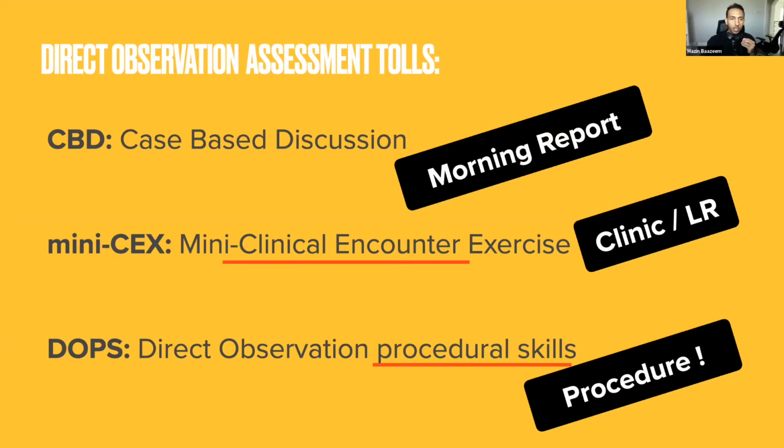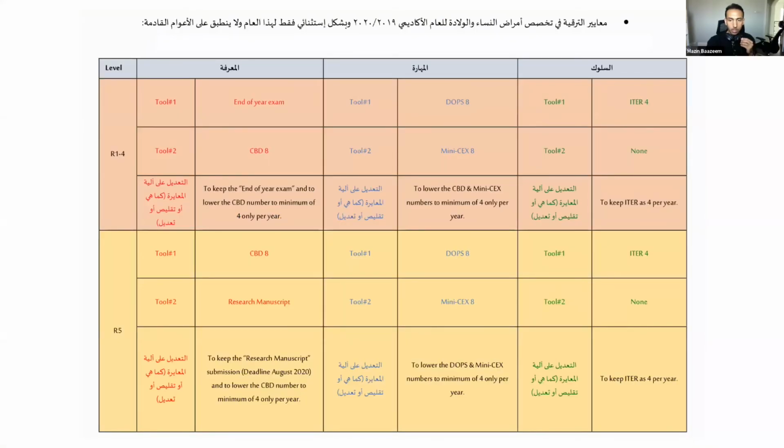Tamam. This table is actually from the Saudi Commission for Health Specialties, the promotion criteria in the obstetrics and gynecology specialty. Of course, this covers knowledge, skills, and attitude. Normally it would be 8, but given the Corona and COVID situation, they broke it out to 4.